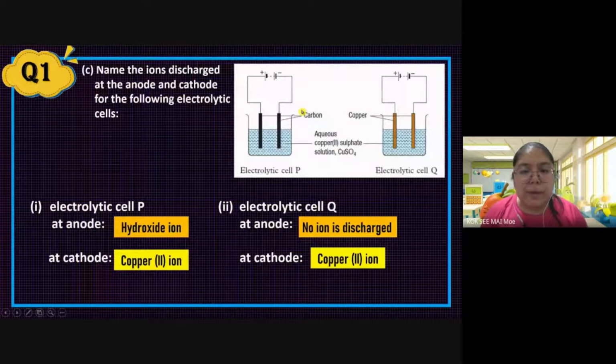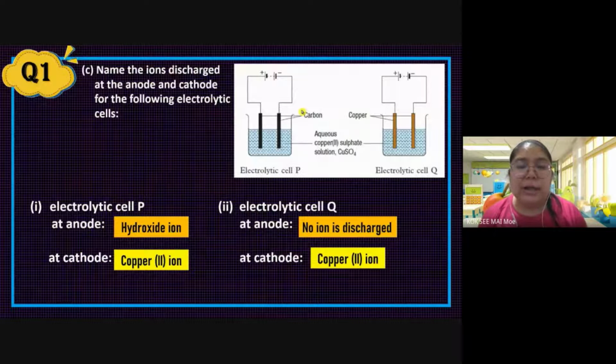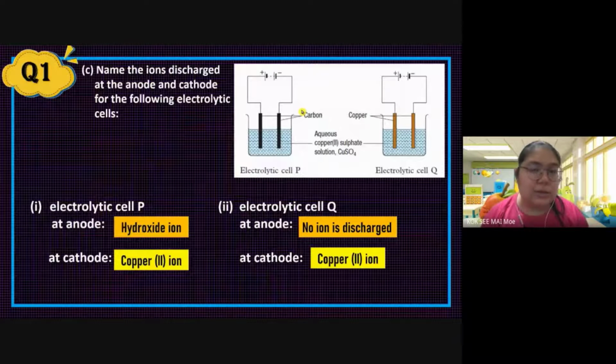If it is carbon, okay, safe. Both electrodes will have ions discharged. Then they look for the lowest one: which one is the lowest for the positive and the lowest for the negative? Then they will choose. So you can refer back to what we learned for the first factor.